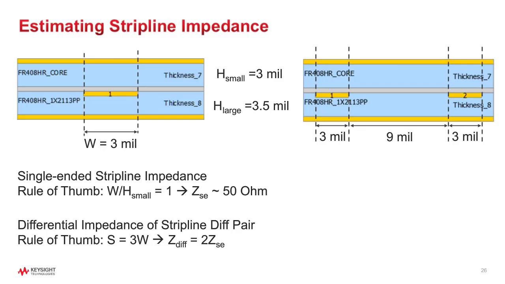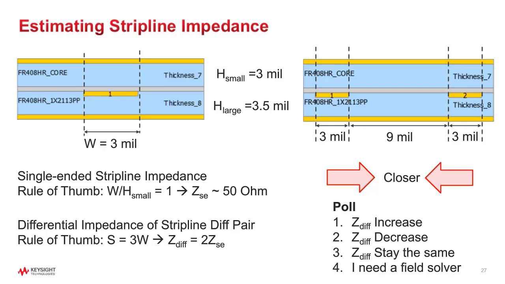Now here's another question that we're going to ask. What would happen if I don't have enough space for 9 mils? What if I move the traces a little bit closer? What do we expect the differential impedance to do? Is it going to increase, decrease, stay the same? Or 4, I need a field solver.